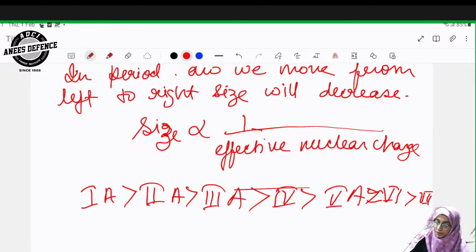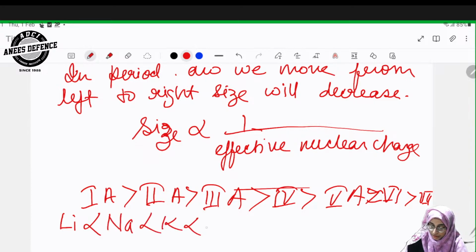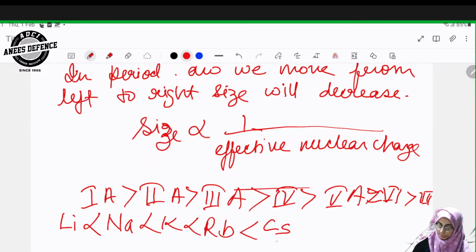We have discussed about the group. As we go in the group, the size increases. Lithium is smaller than sodium, then potassium, then rubidium, then cesium. The biggest one is cesium. As we go from top to bottom, size increases. As we go from left to right, size decreases. Clear? In periods it decreases, in group it increases.